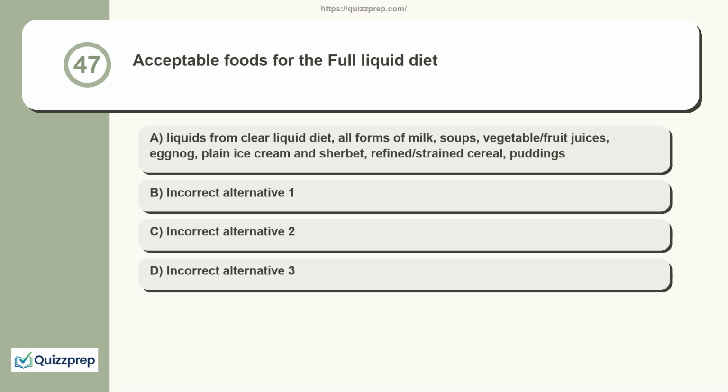Question 47. Acceptable foods for the full liquid diet. Liquids from clear liquid diet, all forms of milk, soups, vegetable/fruit juices, eggnog, plain ice cream and sherbet, refined/strained cereal, puddings.